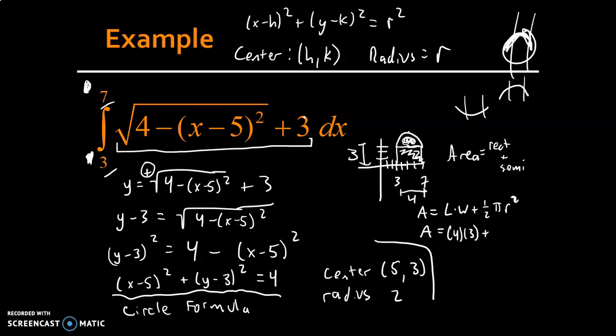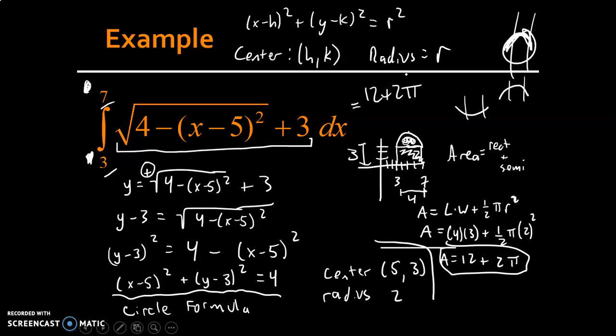And then, as mentioned earlier, the square root of this side is where I got my radius, so 1/2 times pi times 2 squared. So my area would be 12 plus 4 divided by 2 is 2 pi. So the value of this integral is 12 plus 2 pi. And you're going to need exact values when you're doing your math exams and things like that.